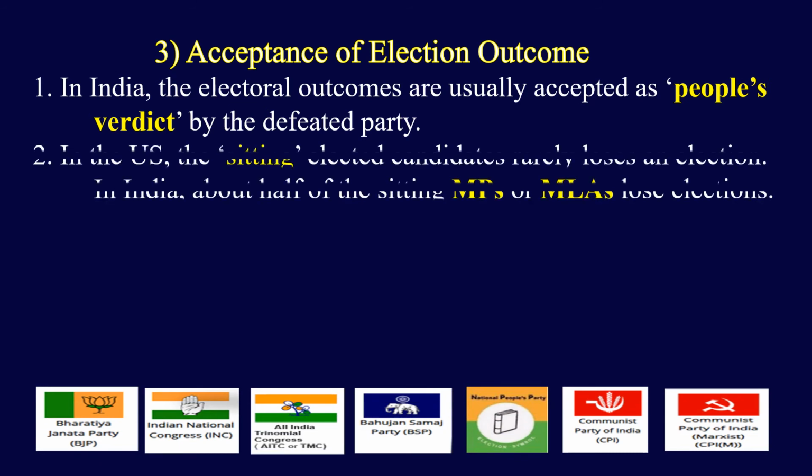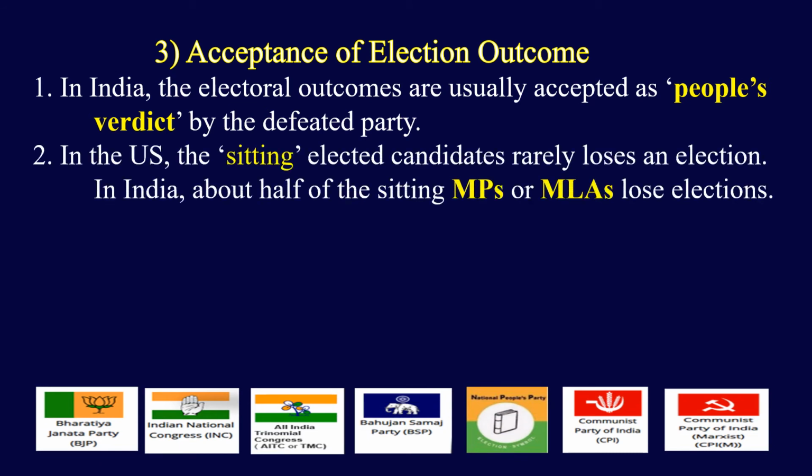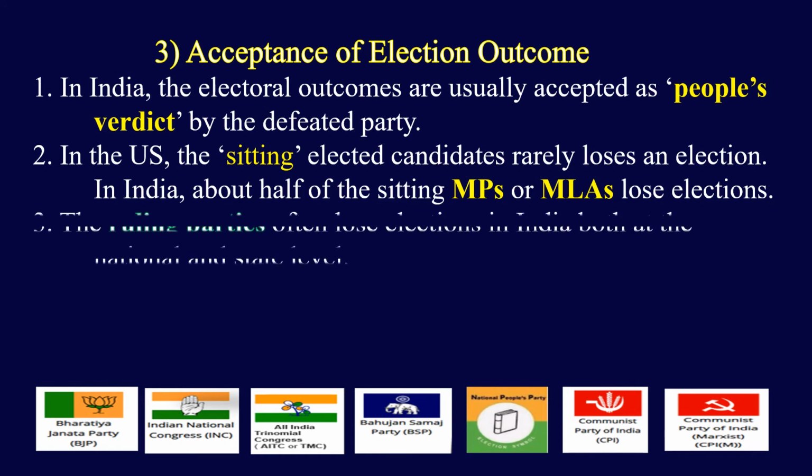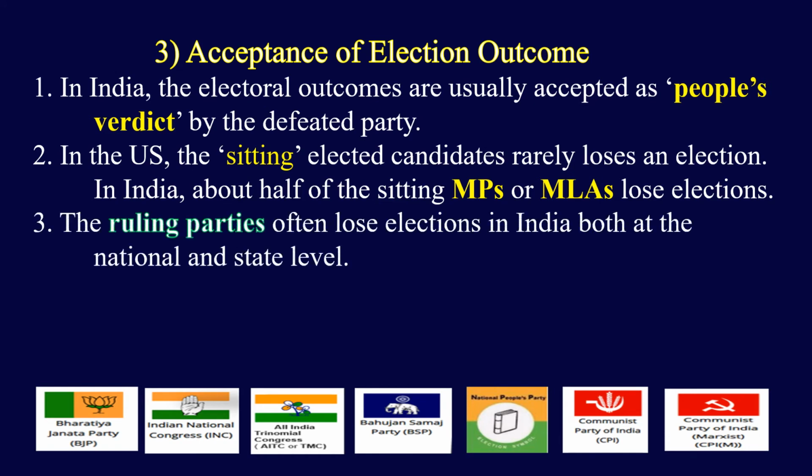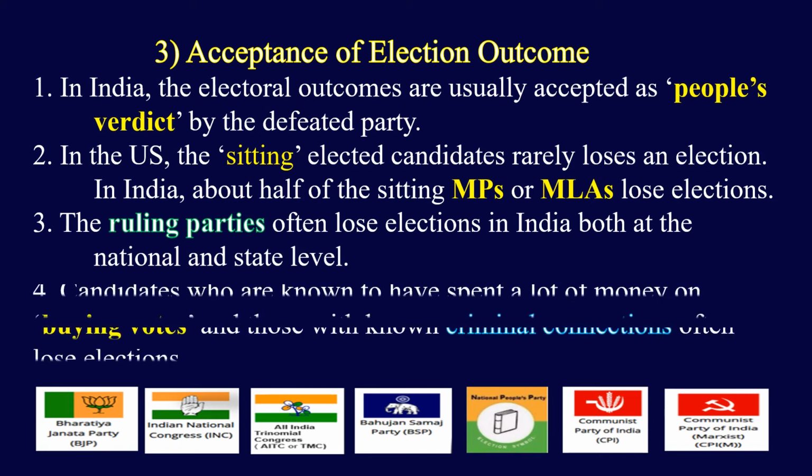In many countries, like the USA, a ruling party rarely loses an election. But in India, the ruling parties often lose elections, both at the national and state level. In most elections, about half of the sitting MPs and MLAs of the ruling party lose elections, and the opposition party or sometimes many parties come together and form the government.